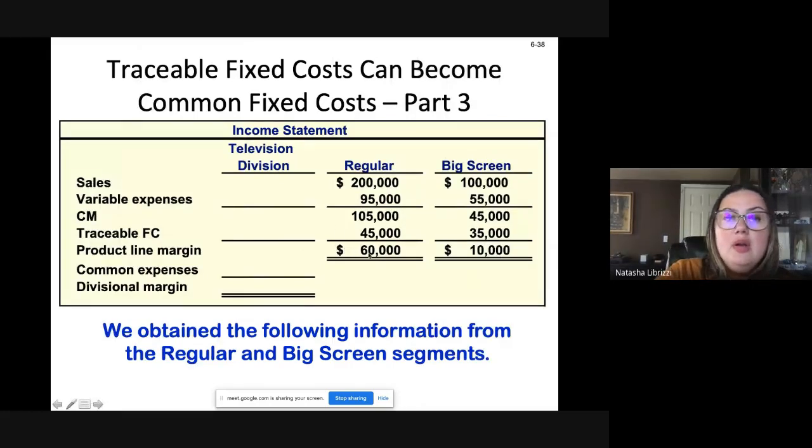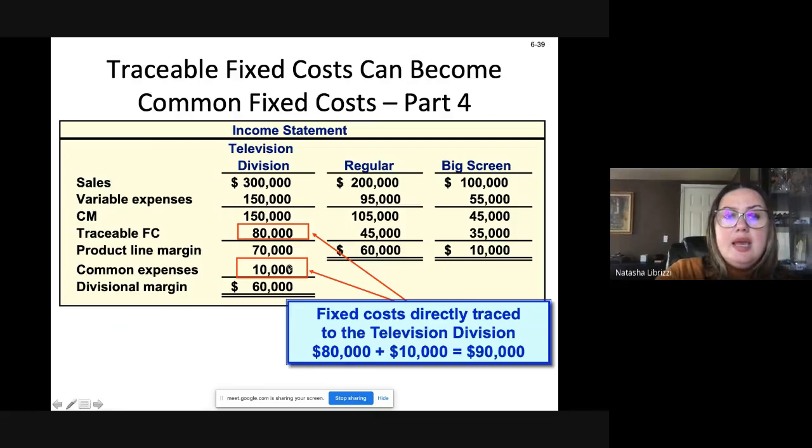So now within television, we have regular screen and big screen. We'll just take the data as it's given to us. And even though division margin is 60,000, now within those two products, we have common expenses, right? So this is again the same combination. We took regular cost plus big screen, and this equals this, and this applies to it. But 10,000 of common expense, a fixed cost directly traced to the television division, had to be spread out again. And this is just given to us.